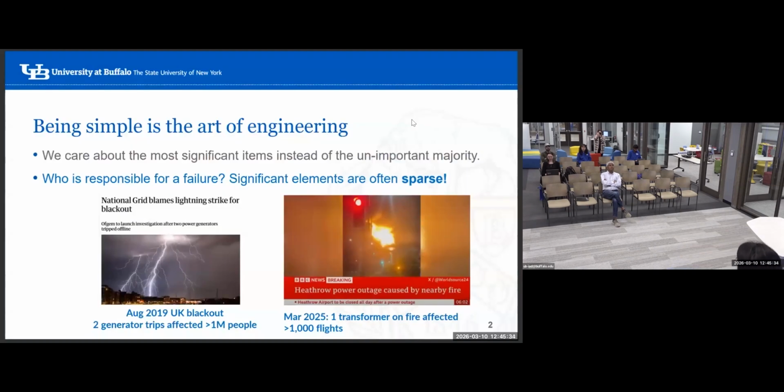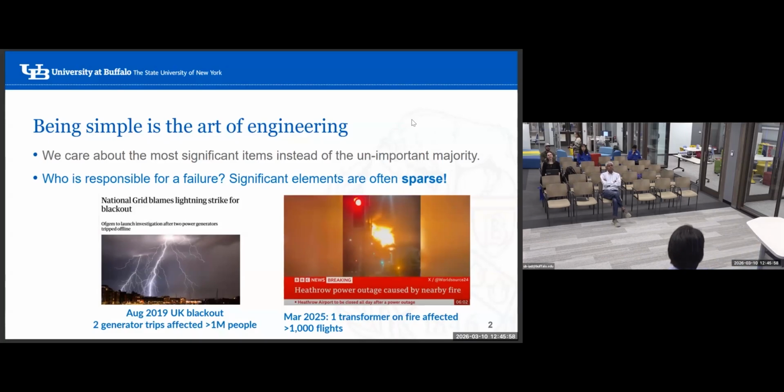So let me start from a core motivation: being simple is the art of engineering. Usually for complicated engineering systems, we care more about the dominant factors instead of any tiny detail. The same is true for the electrical power grid. When a failure happens, we might ask who is responsible for the failure. Usually the key responsible components are very sparse.